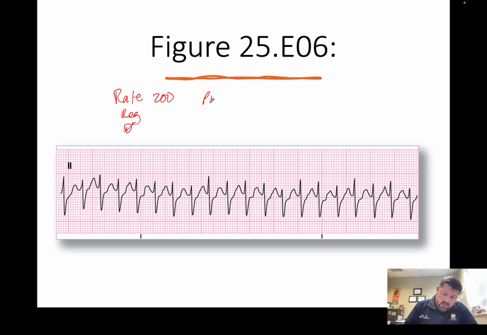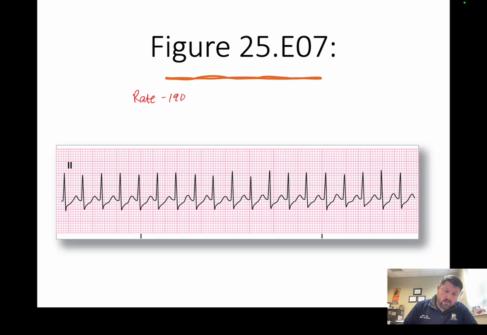Rate is 200. It's regular. No P, no PRI. QRS is narrow at 0.12 seconds. Rate is 190. It's regular. No P, no PRI. QRS is 0.10 seconds. Narrow complex AVNRT.